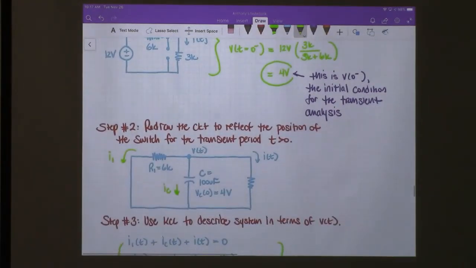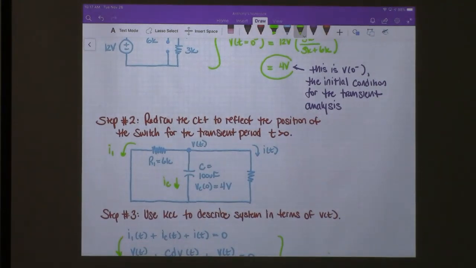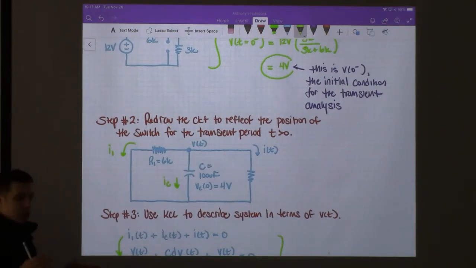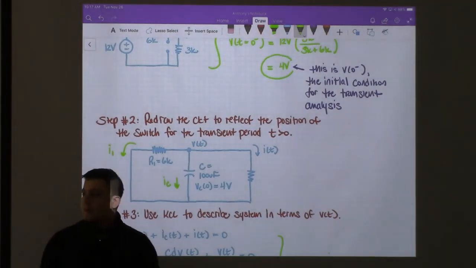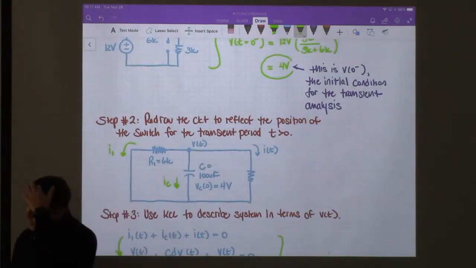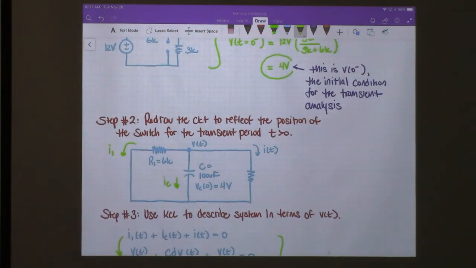Next step. So this example is going to be step by step a retreading of what we just did, just with the circuit being a little bit more complicated. I probably worded the step names a little bit differently, but you could use that same wording and it would still apply to this example. So we're going to redraw the circuit to reflect the position for the switch during the transient period. So what does it look like at t equals 0 plus?